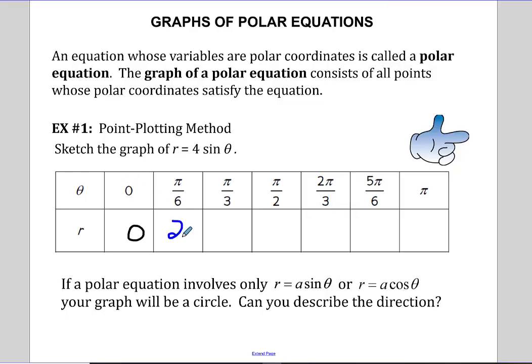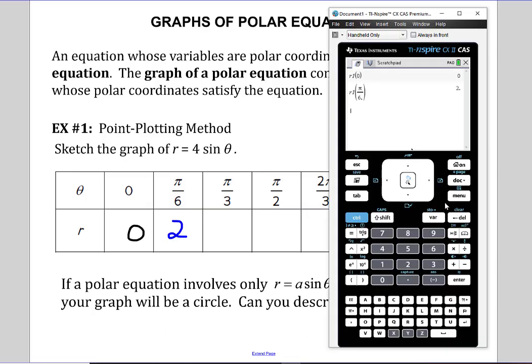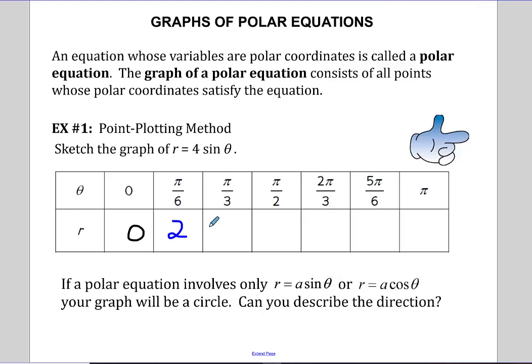And at pi over 3, so on and so forth. So we have 2 radical 3, which is 3.46. And at pi over 2, it's going to be 4. And then we're going to go backwards with symmetry. This would be 3.46. This would be 2. And when we get to pi, it's going to be 0.